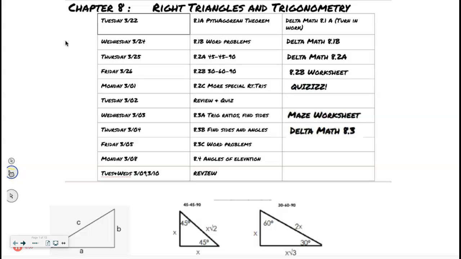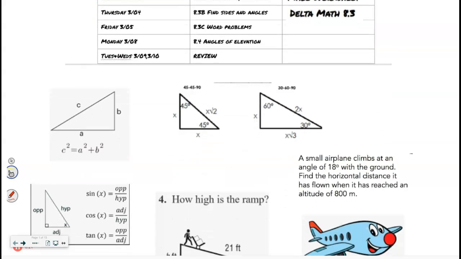These are going to be the notes for Thursday the 25th. We are going to be talking about 8.2a, which is on our first of two types of what we call special right triangles. And the first one is called the 45-45-90 right triangle.